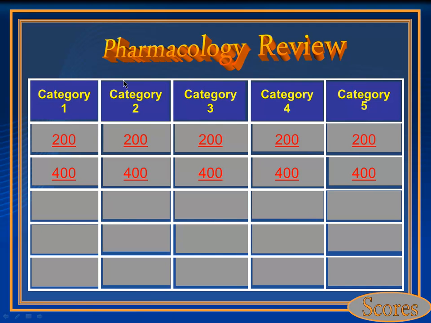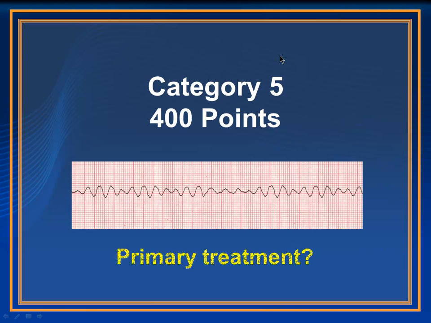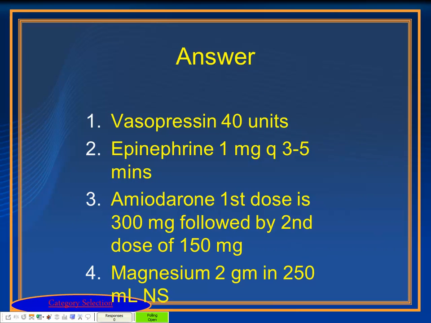All right, group number 2. What's in his roommate? 5 for what? What's the primary treatment for this? I'll leave you to answer that.